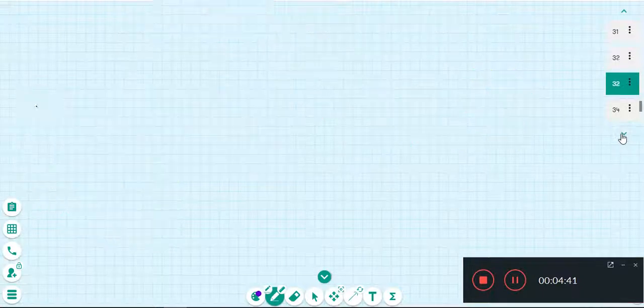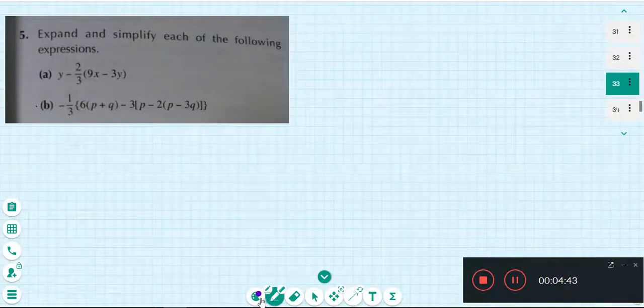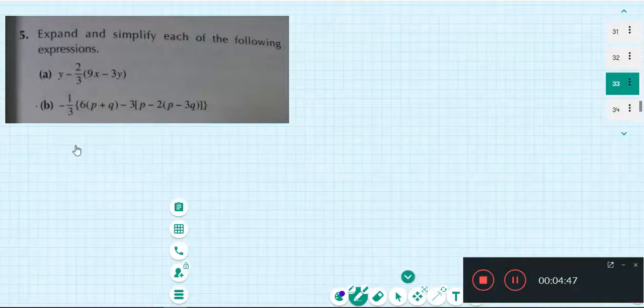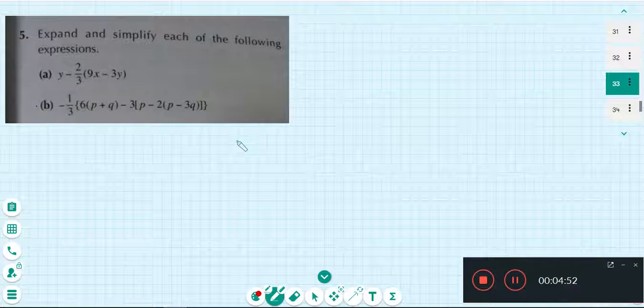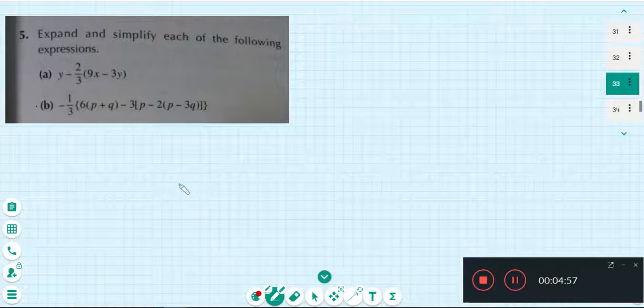Next question. Expand and simplify each of the following expressions. So in these parts we have to do the opposite of factorization, expansion. I'm doing part B first.